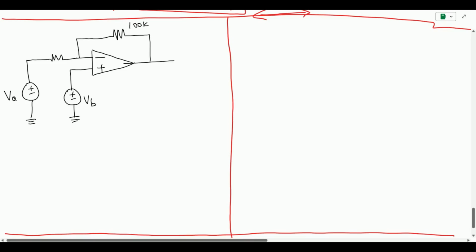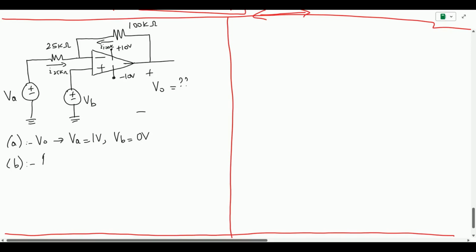The values are 100 kilo ohm and 25 kilo ohm. What else do we have? We have the VCC of plus 10 volts and negative VCC of minus 10 volts, and we have the current moving in this direction from the 25 kilo ohm, and the current coming from the 100 kilo ohm is in this direction. Let me write it as I100K, and we have been asked to find the output voltage V out. The conditions given: for part A, find the output voltage when VA equals 1 volt and VB equals 0 volt, and for the second part, what is the range of VB that we can find. Let us try to solve this and see how we can go about it.